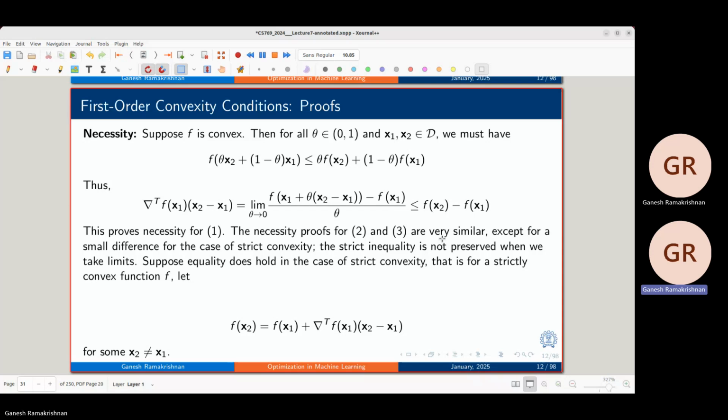So all I've done is subtract f of x1 from both the left hand side and the right hand side. That should give you f of x2 minus f of x1 times theta. It's just manipulating the right hand side, by subtracting f of x1 from both sides. Just note that this is theta x2 plus 1 minus theta x1, not theta x1 plus 1 minus theta x2. That's how we assumed the left hand side to be, right?